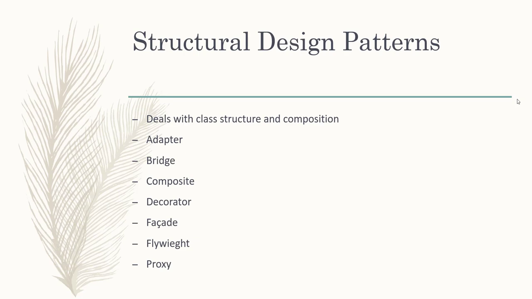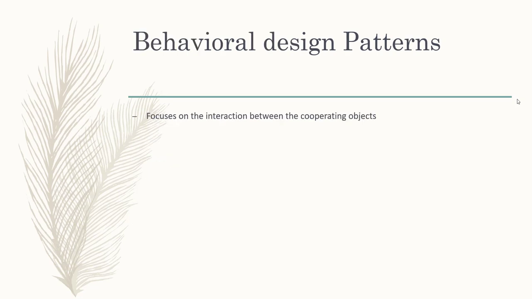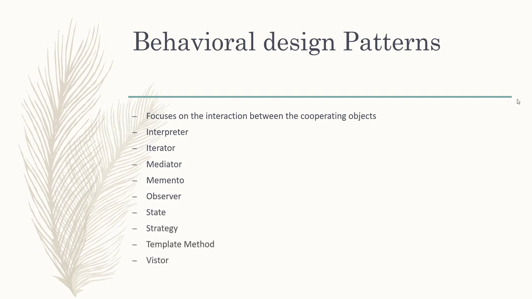Now let's understand what is behavioral design pattern. In an ideal scenario, behavioral design patterns focus on the interaction between cooperating objects. These interactions between the cooperating objects should maintain loose coupling between the objects as much as possible. There are 11 design patterns which fall under this category. The first ones are interpreter, iterator, mediator, memento, observer, state, strategy, template method, and visitor. There are a couple of other design patterns which I have not listed in this presentation. These are chain of responsibility and command design patterns.